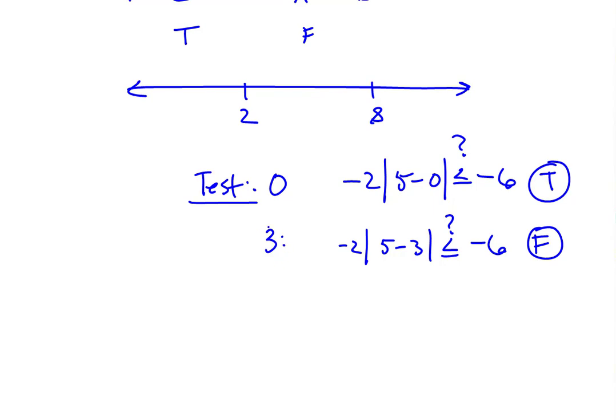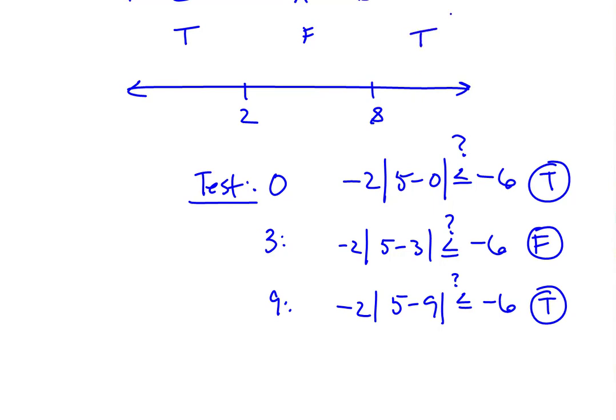And then lastly, to the right of 8, we can test 9. We do the same thing and plug in, so we have -2 times the absolute value of 5 minus 9. Is that less than or equal to -6? That's our question. Again, do a couple of steps of arithmetic. This one should turn out true as well. So we label the right side interval true.